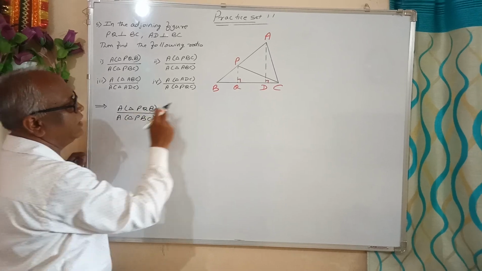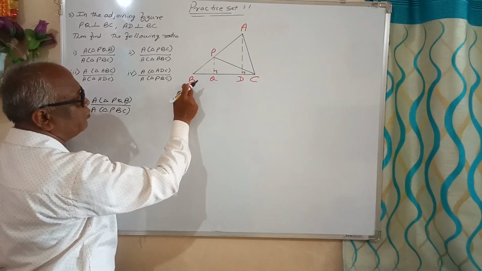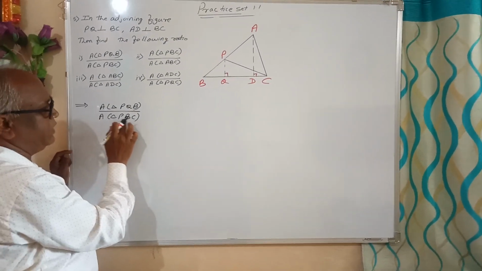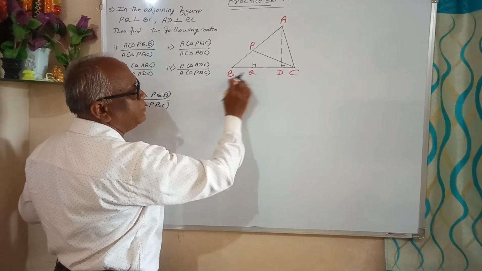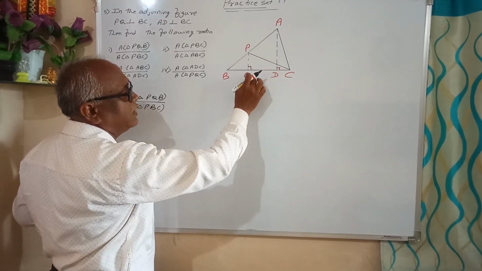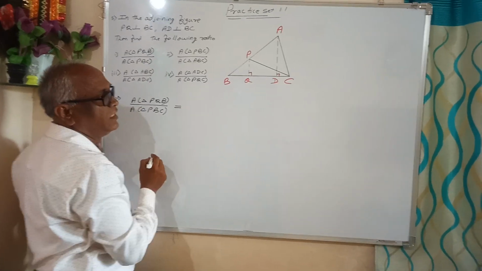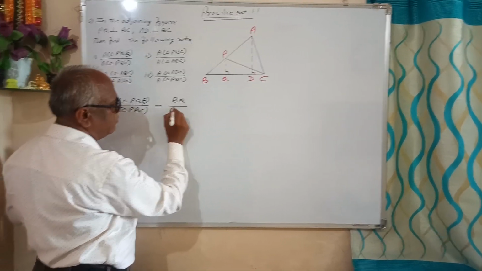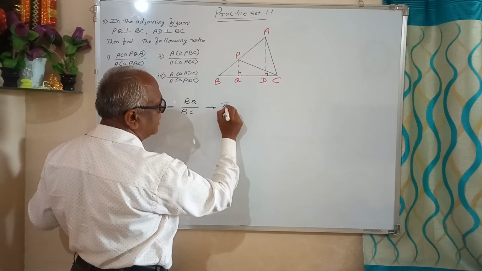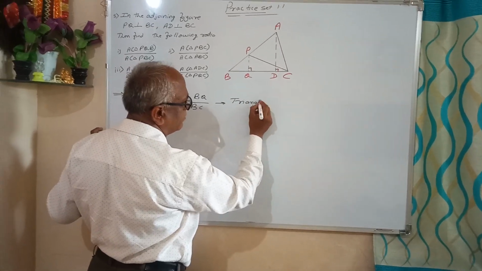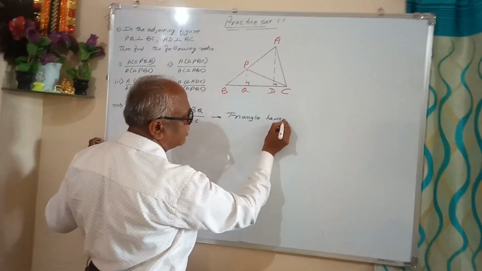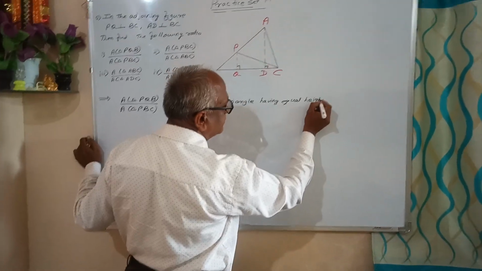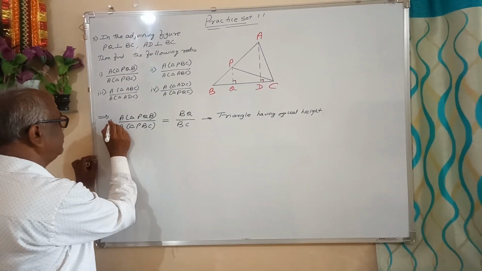Now in the area of triangle PQB, BQ is the base and PQ is the height. In the triangle PBC, BC is the base and PQ is the height. That means the height is equal. So here we can write BQ upon BC. Reason: triangles having equal height. This is the first one.